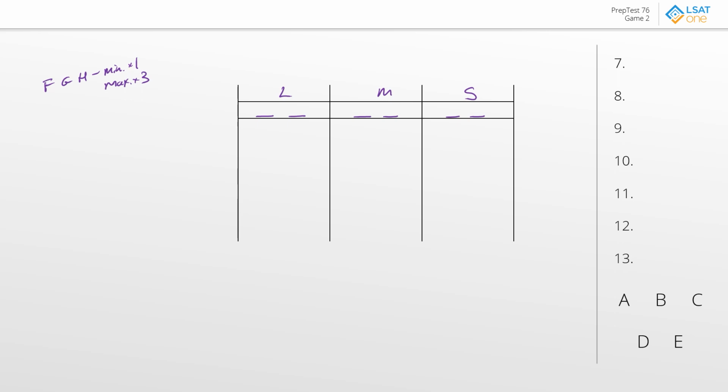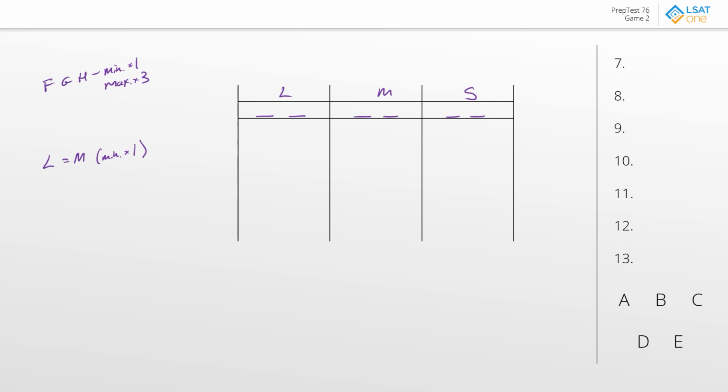Let's keep going. The second rule tells us that at least 1 photograph in lifestyle must be by a photographer who has at least 1 photograph in metro. So in other words, L has to be the same as M, a minimum of 1. So basically there's going to have to be a shared photo between these 2 sections. So I guess that's pretty good.